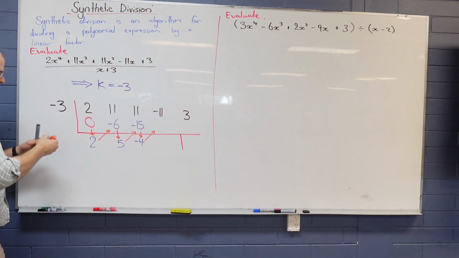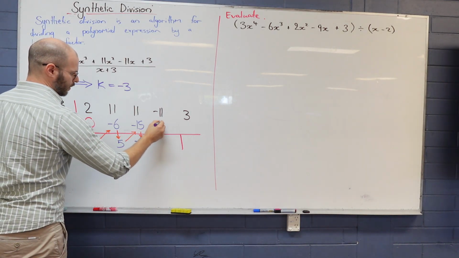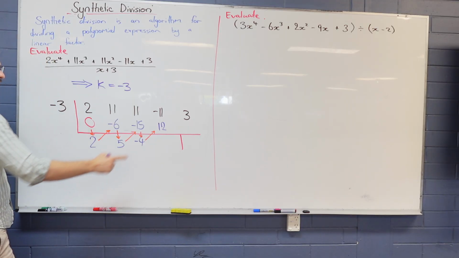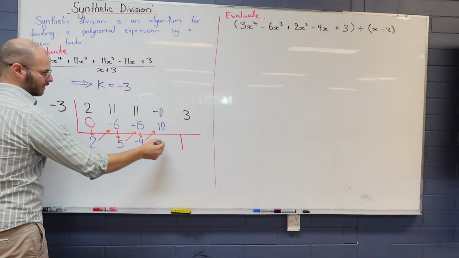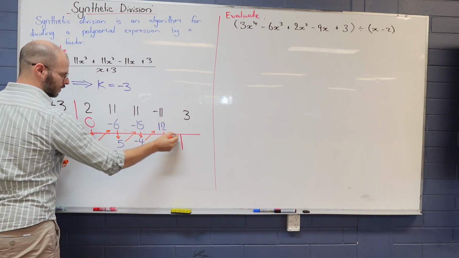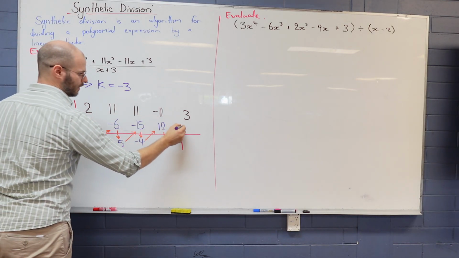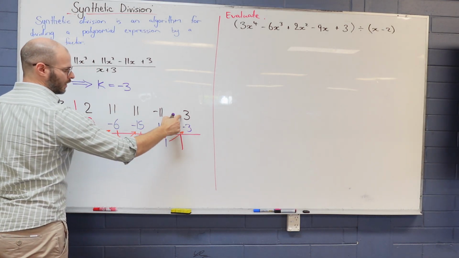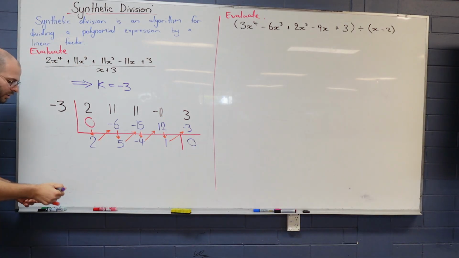Multiplying diagonally, minus 3 by negative 4 is 12. They're both negative, so it's negative 12. Next step, negative 11 plus 12 is going to give me 1. And then minus 3 times 1 is going to give me negative 3. 3 plus minus 3 gives me 0. And thus my algorithm is over.